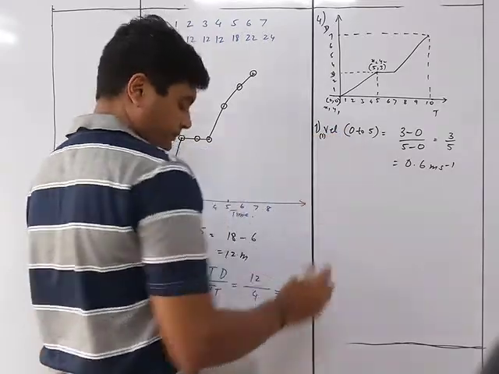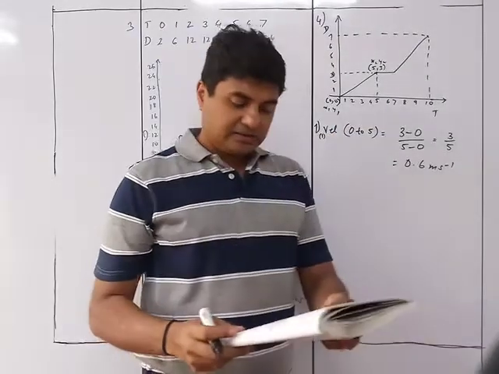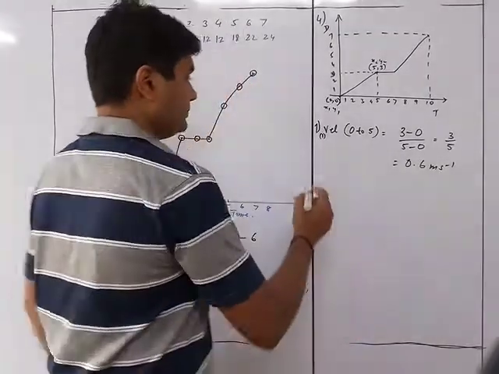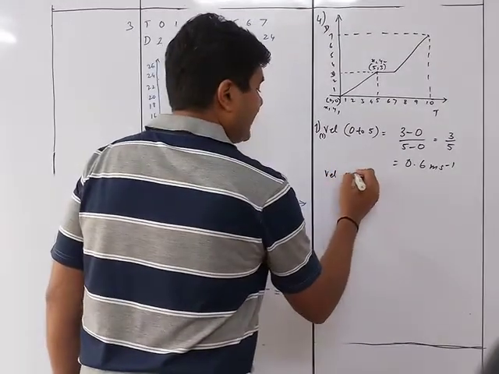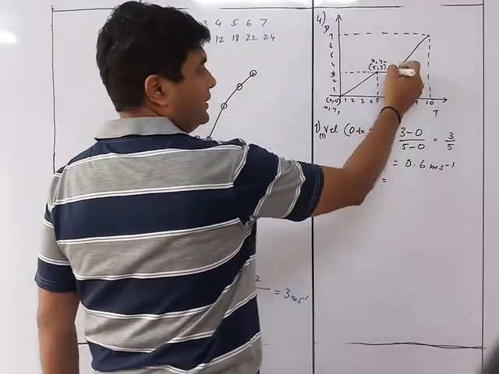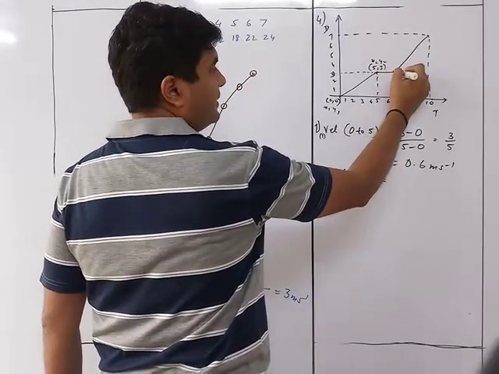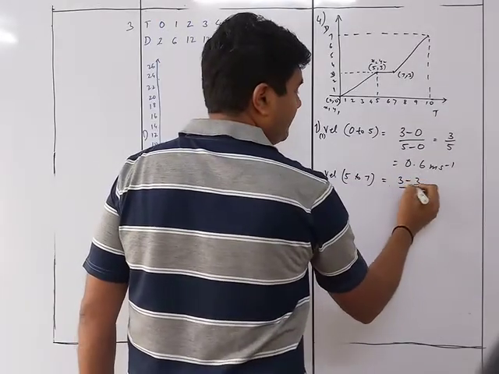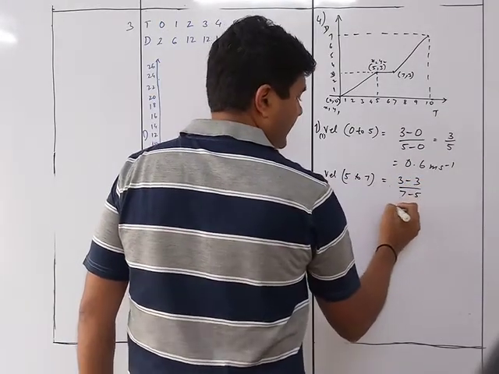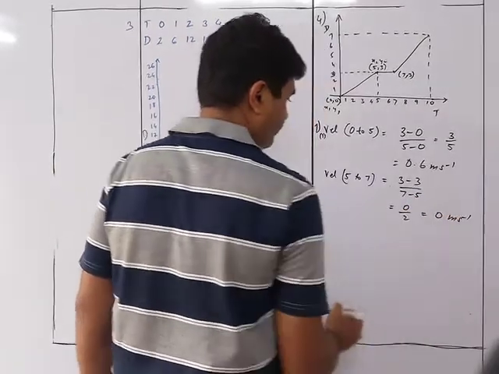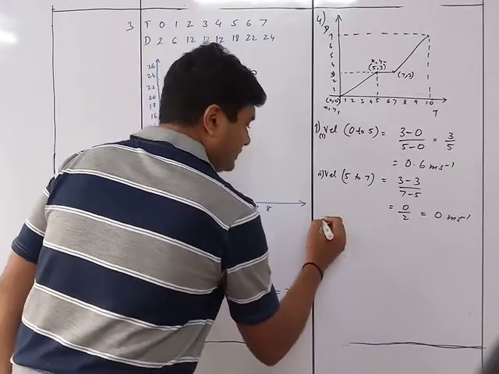That's the first part. Second is 5 to 7. So velocity 5 to 7 is over here. This point over here is nothing but 7 comma 3. So it is nothing but 3 minus 3 upon 7 minus 5. That is going to be 0 upon 2, which is equal to 0 meter per second. That's the second part. Third part.